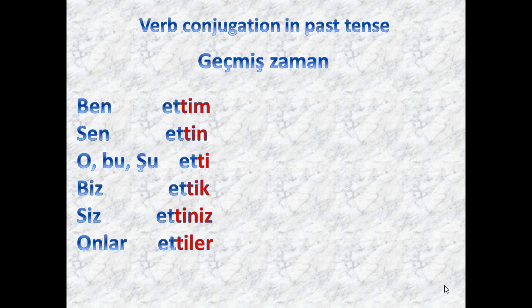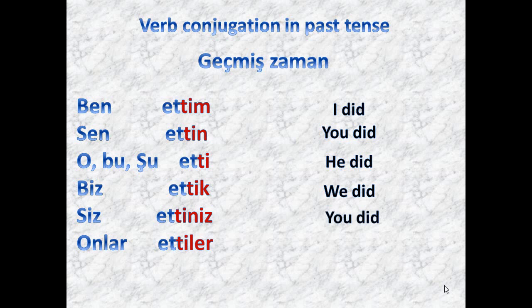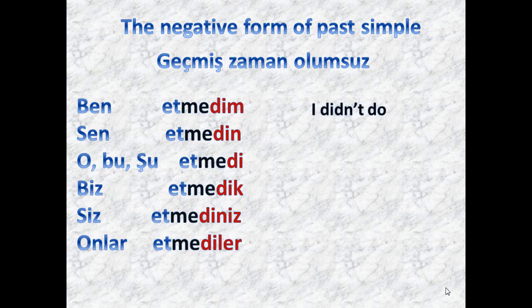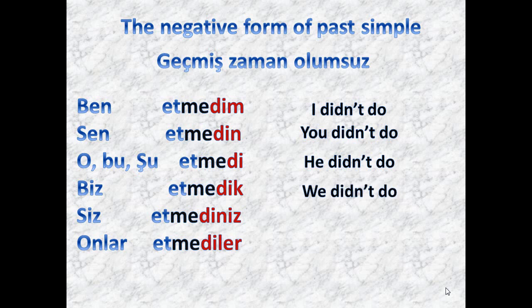Okay, verb conjugation in past tense. We have it as geçmiş zaman. Ben ettim. Sen ettin. O etti. Biz ettik. Siz ettiniz. Onlar ettiler. So let's go to the negative form. Okay, the negative form of past simple. We have geçmiş zaman, olumsuz. Olumsuz means negative. Ben etmedim. Sen etmedin. O etmedi. Biz etmedik. Siz etmediniz. Onlar etmediler. Okay, they didn't do.